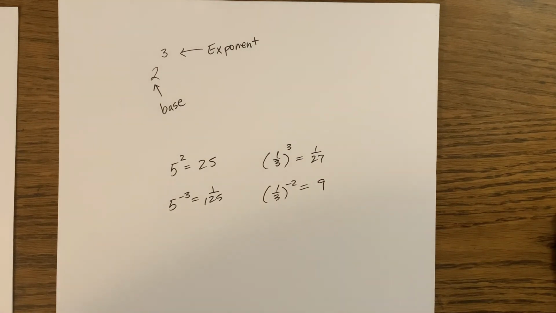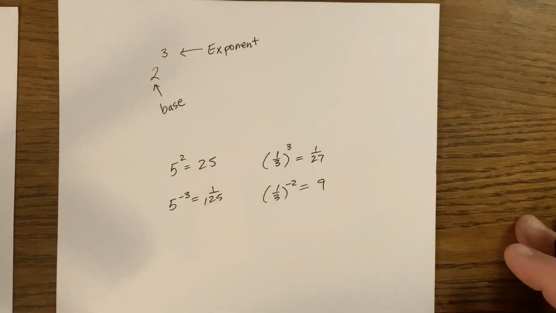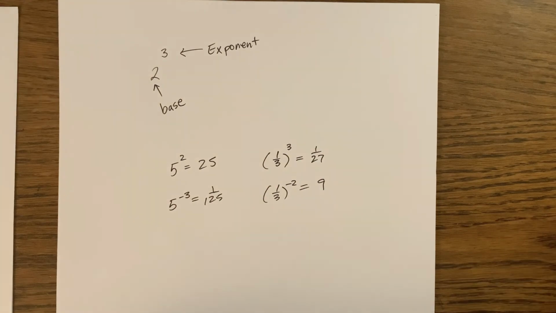Well, could we work with 1? Not really, because if you think about it, you keep multiplying 1 by itself, it's never going to change. We also don't use negative numbers for bases, because if you think about multiplying negative numbers repeatedly, the sign's going to keep changing. So those are two things that are never going to work.